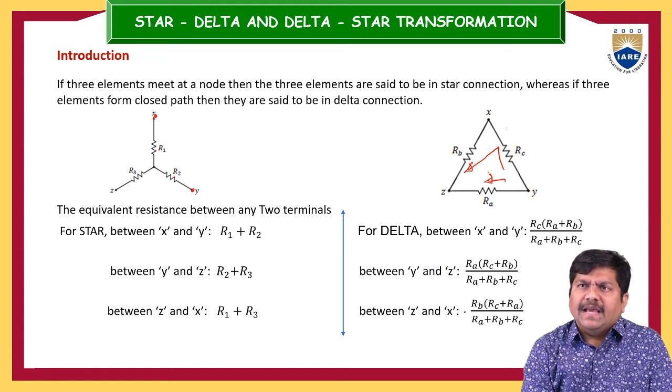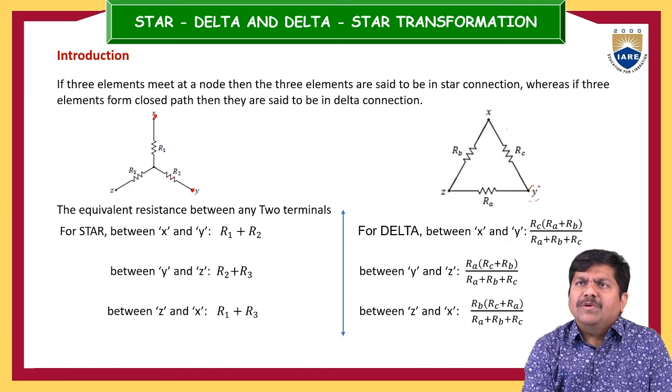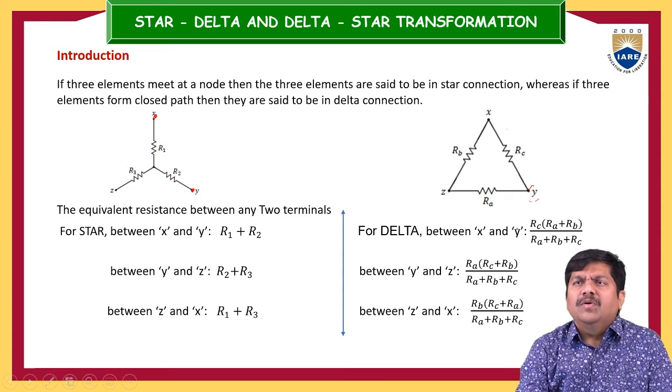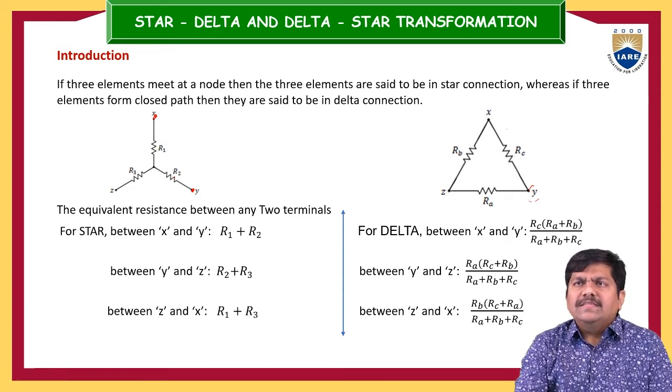Similarly, between Z and X. Here Z and X are our points of interest, so this point and this point. Y will not carry any information. In that case, X and Z are connected by means of RB, and another combination is RC and RA. So RB is in parallel to RA plus RC. The equivalent resistance between Z and X is RB times (RC plus RA), divided by RA plus RB plus RC. So these are the equivalent resistances we have calculated.